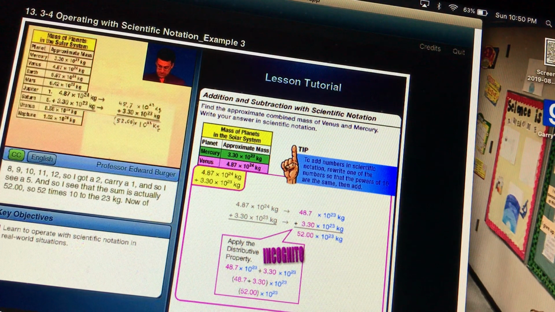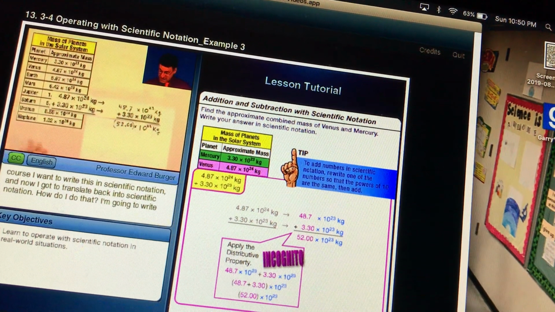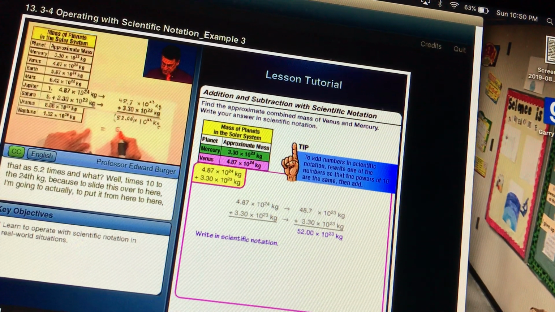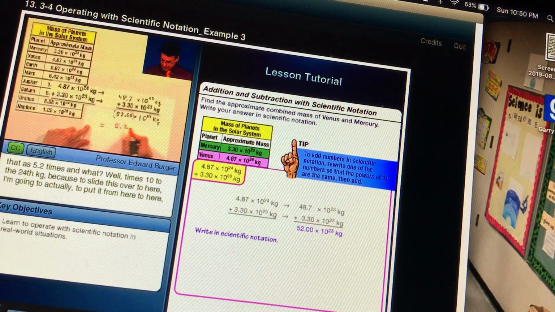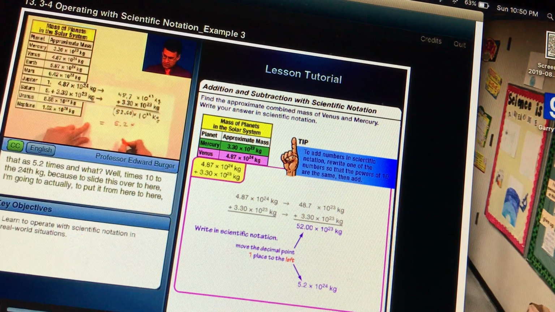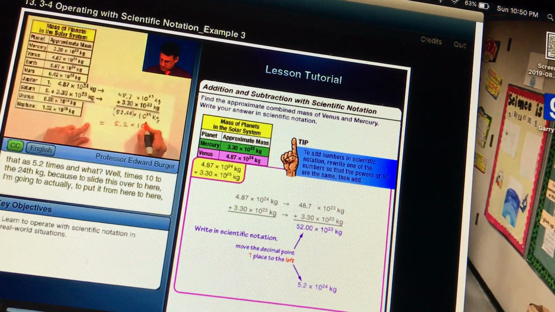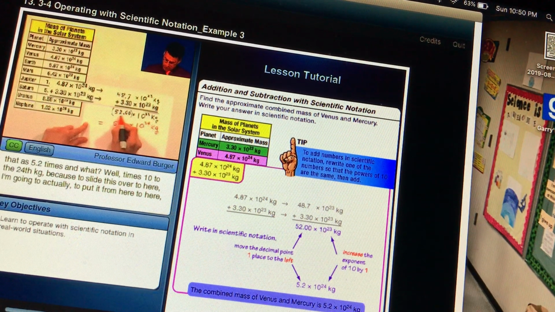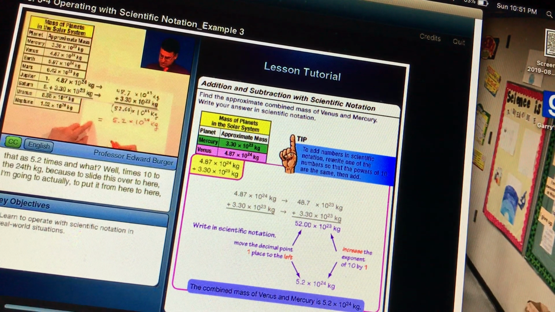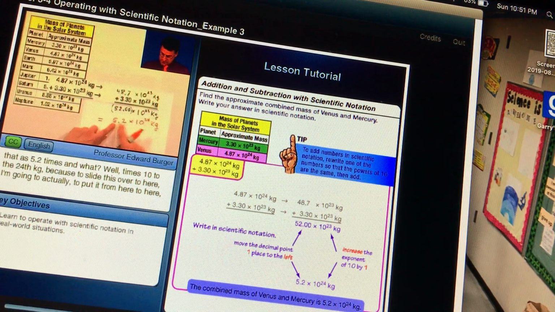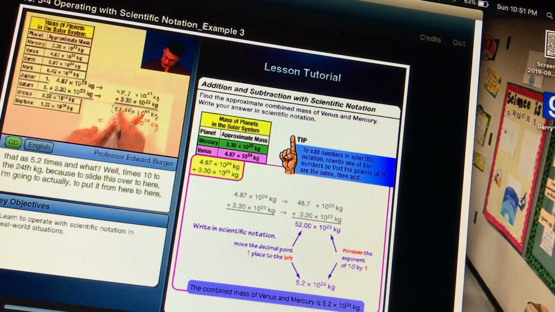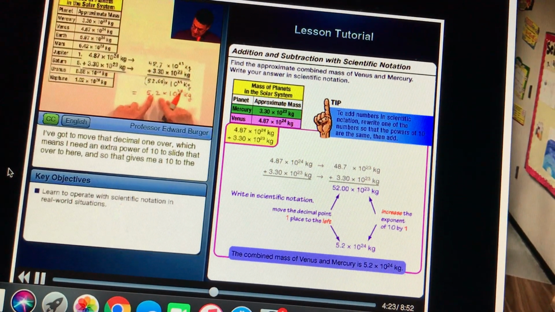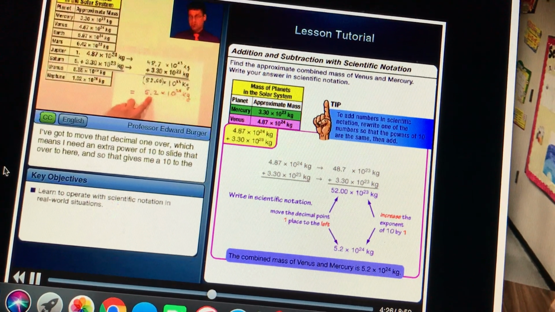Now, of course, I want to write this in scientific notation, and now I've got to translate back into scientific notation. How do I do that? I'm going to write that as 5.2 times 10 to the 24th kilograms. Because to slide this decimal from here to here, I've got to move that decimal one over, which means I need an extra power of 10, and so that gives me a 10 to the 24th.